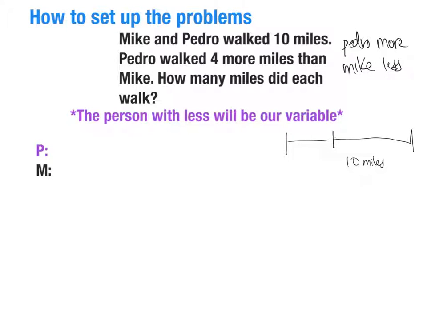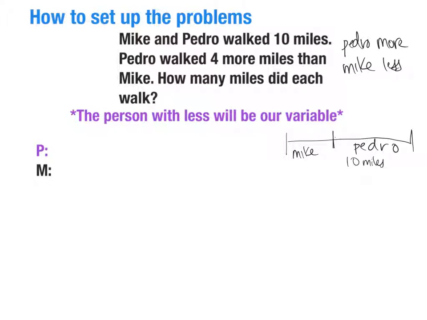Okay, can we figure this out in our head? They walked a total of 10 miles. Pedro did 4 more than Mike. So that means that Mike walked just a little bit and Pedro walked all this long distance. So my question to you is, can you figure out in your head who walked what without doing any equation? Let's just try and guess and check this. Together they walked 10. How many did each person walk?